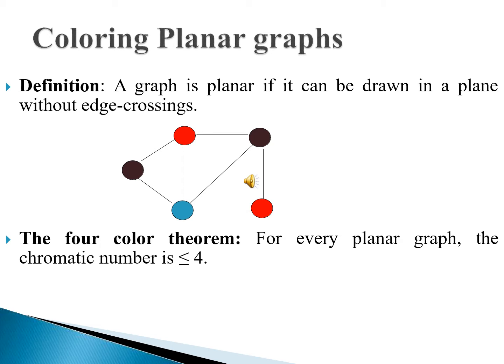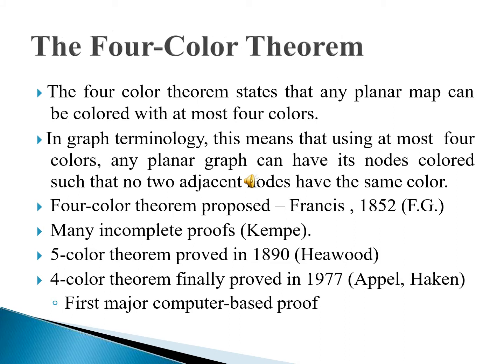The four-color theorem. For every planar graph, the chromatic number is less than or equal to 4. The four-color theorem states that any planar map can be colored with at most 4 colors. In graph terminology, this means that using at most 4 colors, any planar graph can have its nodes colored such that no two adjacent nodes have the same color.